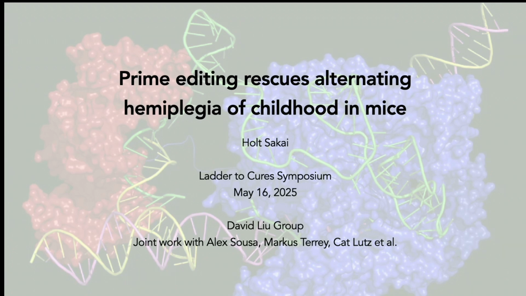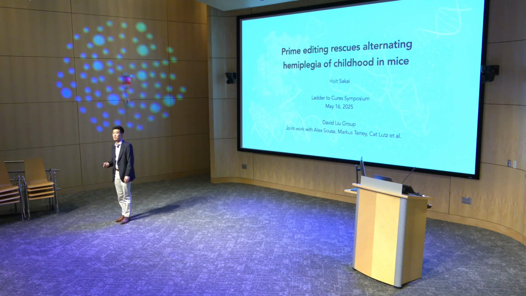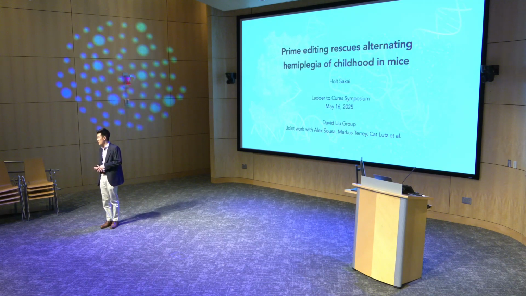Today I'm excited to share with you some unpublished work on prime editing to rescue a rare neurological condition called alternating hemiplegia of childhood. This is a rare disease, and I hope that some of the meta lessons that we're able to extract from this work could be applicable to your rare monogenic disease of interest.